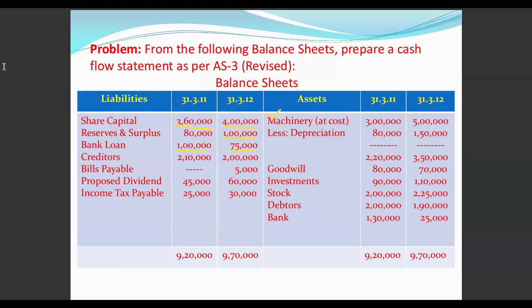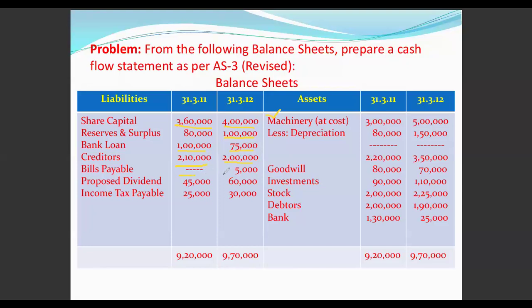So it means the amount of 25,000 is paid, which was earlier pending with me. If you go to the creditors, it was 2 lakh 10,000 and now the creditors are 2 lakhs. It means the 10,000 amount of creditors is paid.